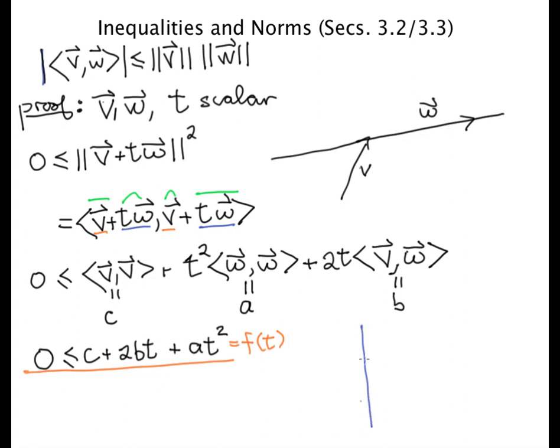Now let's draw a little picture. What is going on here? So here's t, and here's f of t. What does this function look like? Well, it's a quadratic, so it's a parabola, and it must be pointing up and somehow be above the x-axis. So this is what it looks like. And it's interesting to look at this minimum here, the minimum point. So where is the minimum?